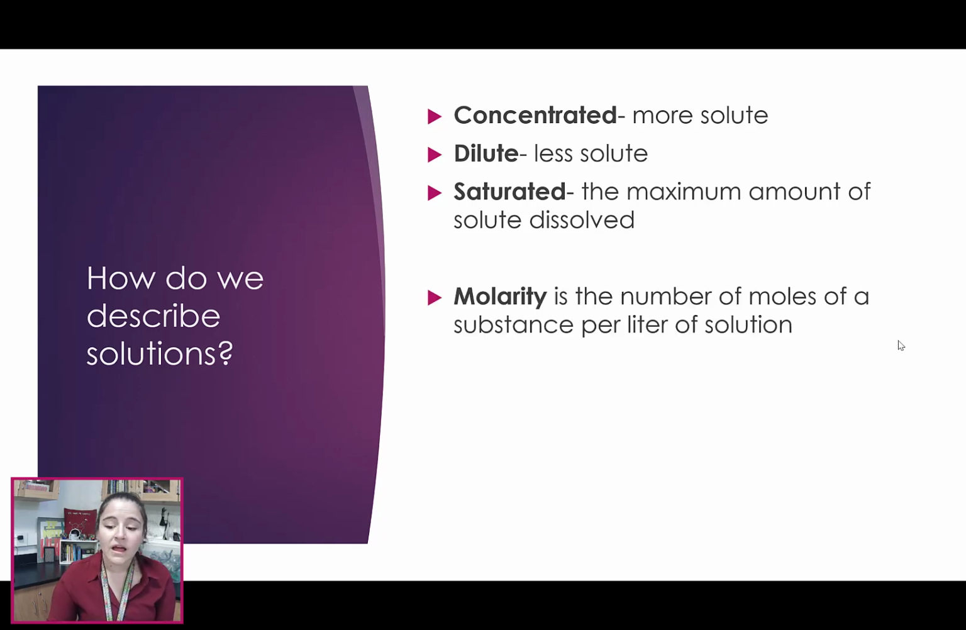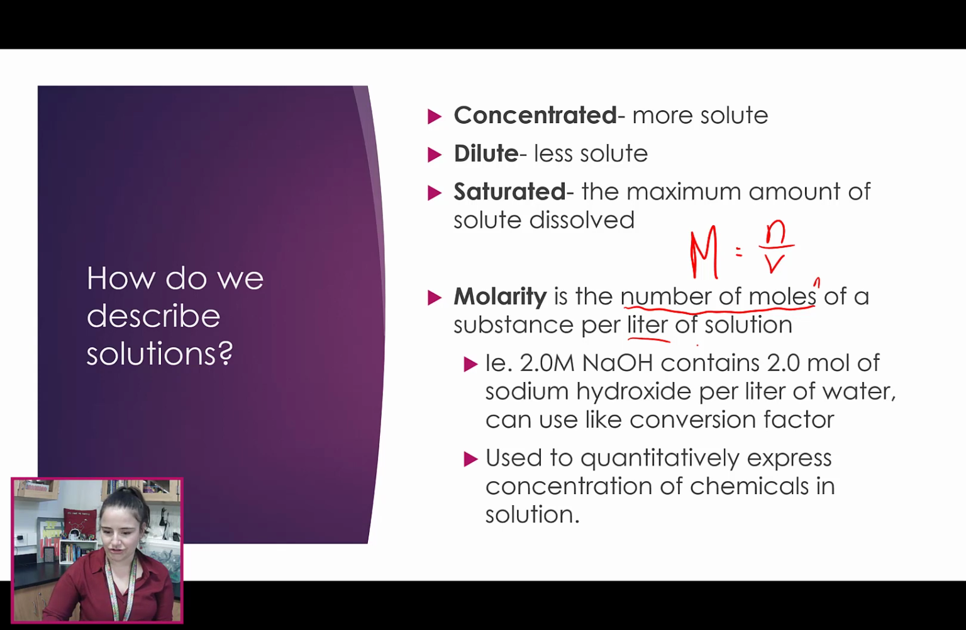Now, if we want to talk about these quantitatively, so using numbers, we use molarity, where molarity is the moles of a substance per liter of solution. You can look at that as an equation where the molarity, capital M, is n, the number of moles, divided by V, the volume of the solution. You can also think of it like a conversion factor. So a 2 molar solution of sodium hydroxide, NaOH, contains 2 moles per liter of solution.